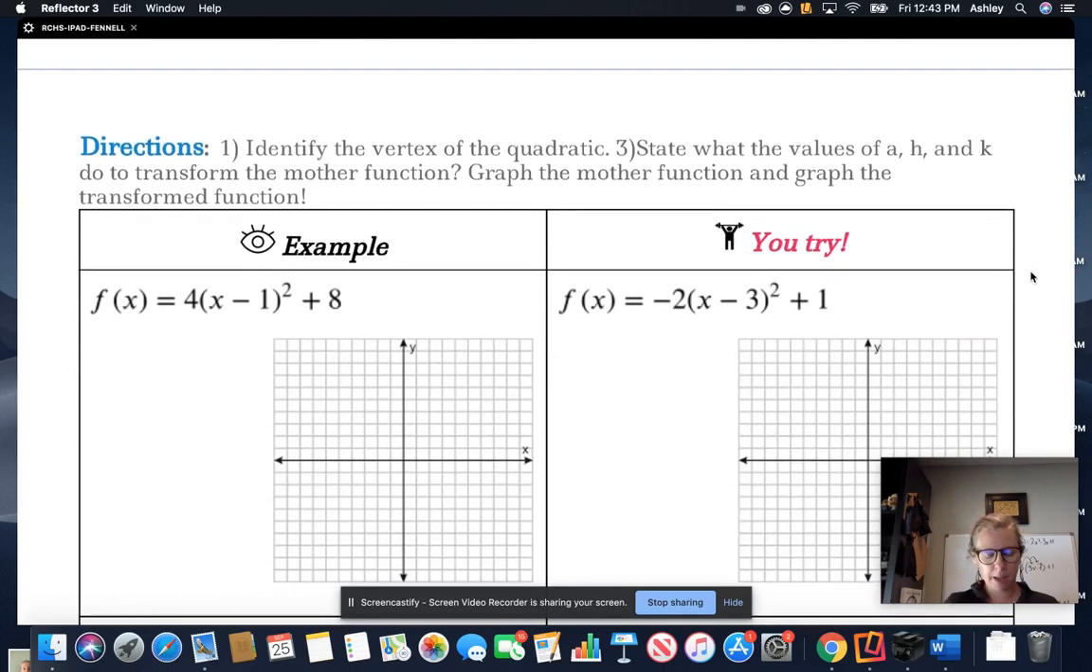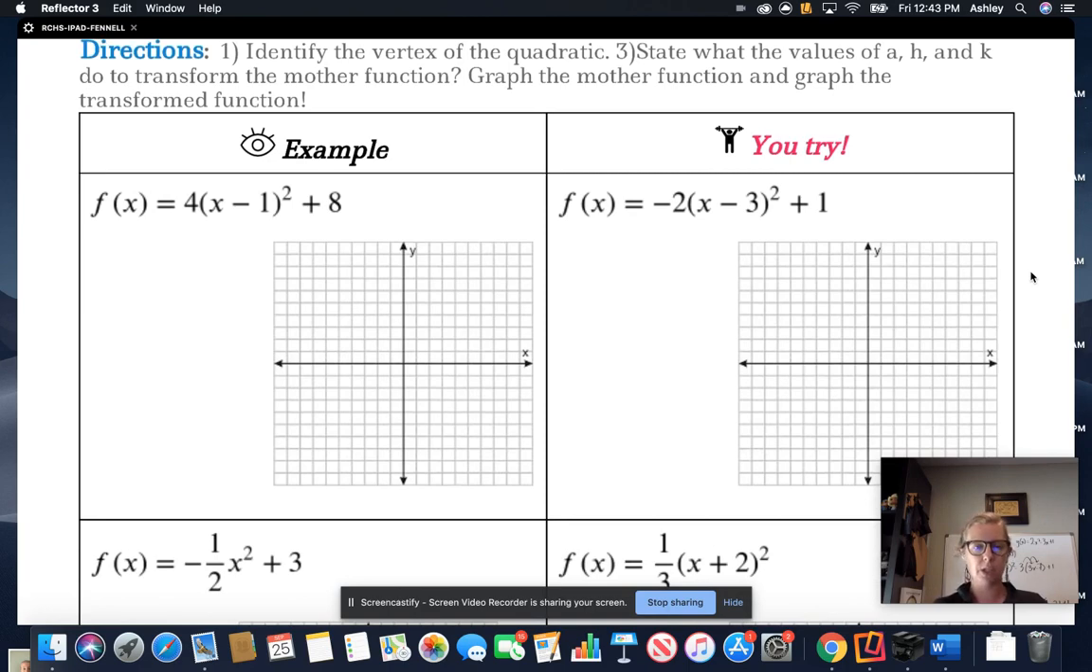Okay, next up, we need to identify the vertex given graphing form or vertex form. We need to state the values of h and k and how they transform the mother function. And then we're going to graph both the mother and the transformation. I would do those in 2 different colors.